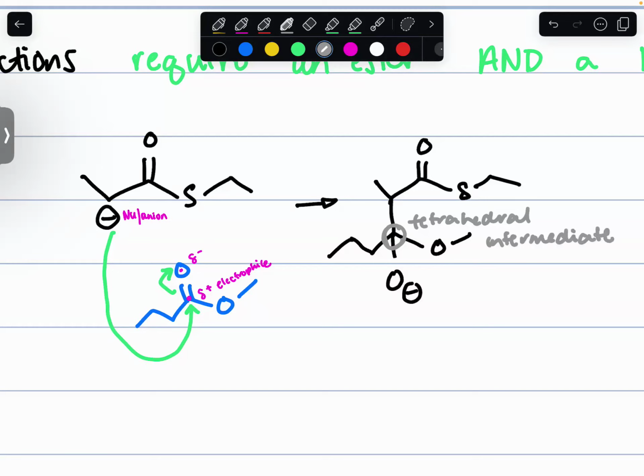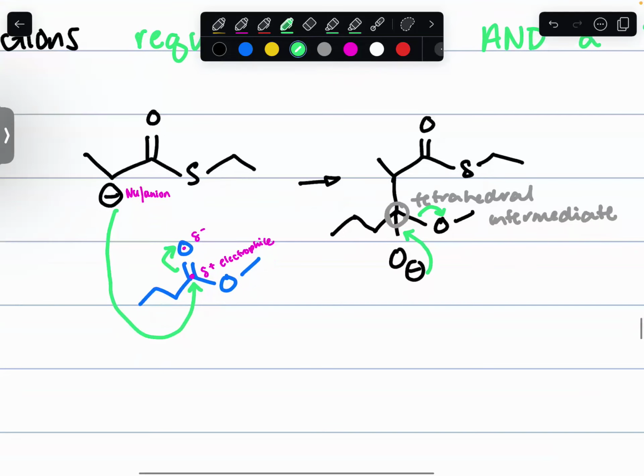Tetrahedral centers are pretty unstable, so it's going to collapse pretty easily. Your negative is going to come back into the system, and you're going to kick off your other ester part. So when we push those electrons back up into the system, it's going to overload that tetrahedral center. Those electrons have to go somewhere.